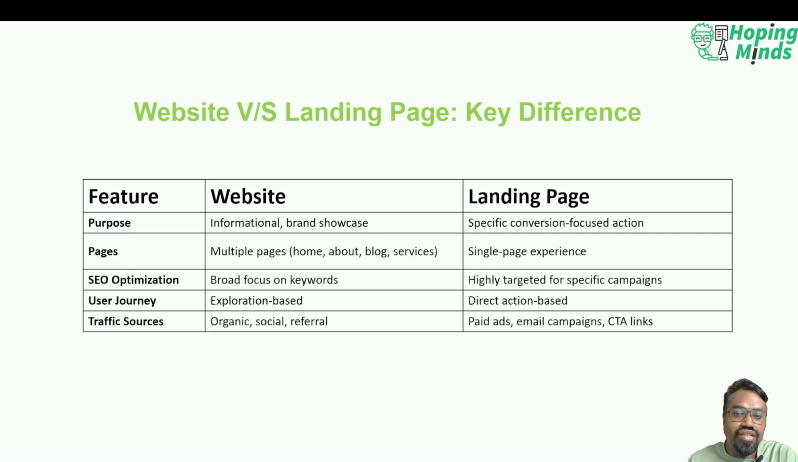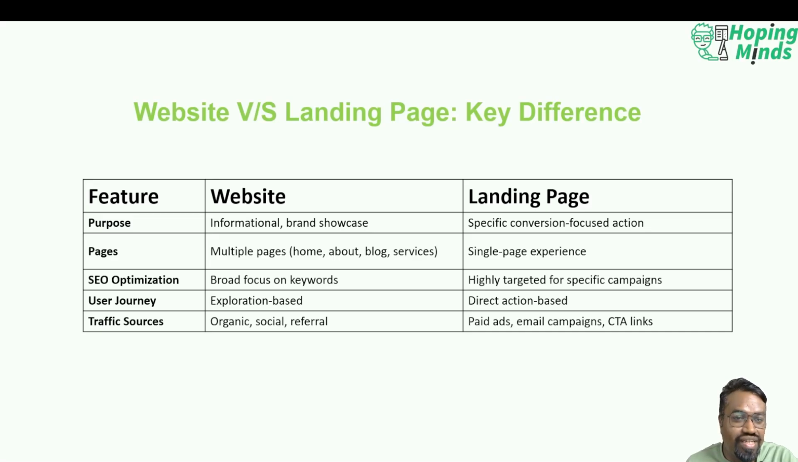Now, a user journey would be exploration-based, wherein users visit the website for exploration purposes only. But for a landing page, the user will visit and take some kind of action. It would be a direct action-based thing. Traffic sources could be organic, a social media campaign, or a referral. But if we do referral, social media and organic traffic for a landing page, it won't work.